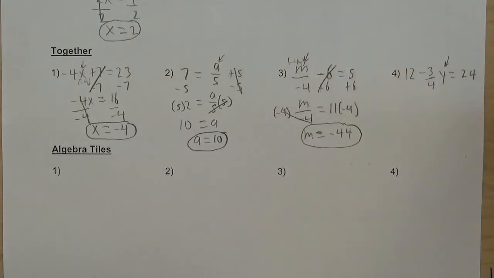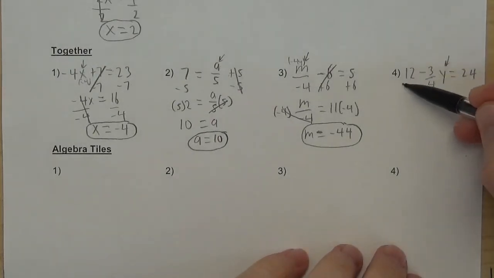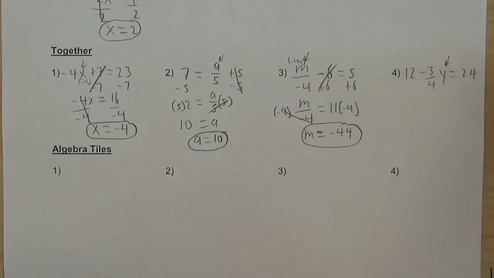Here's our variable. Right there. We need to undo anything we can undo with addition or subtraction first. This is where things can get a little tricky here as well with the signs. This 12 right here, it's not attached to y. Anything not attached to the variable we want to undo first. So we undo this 12.